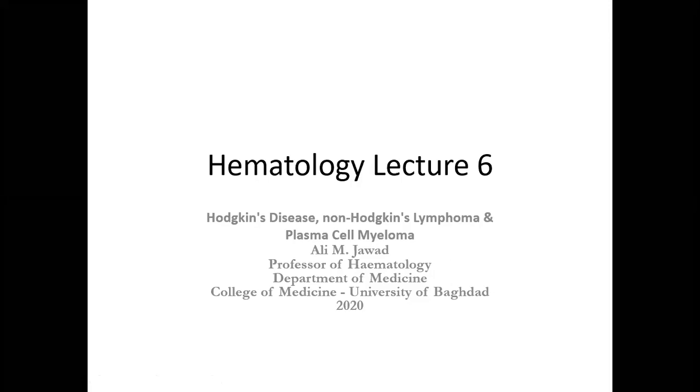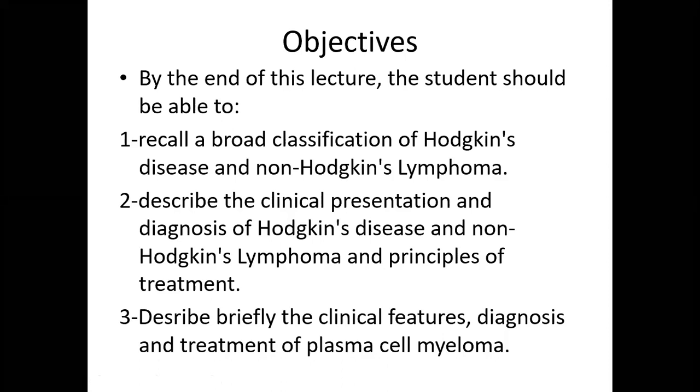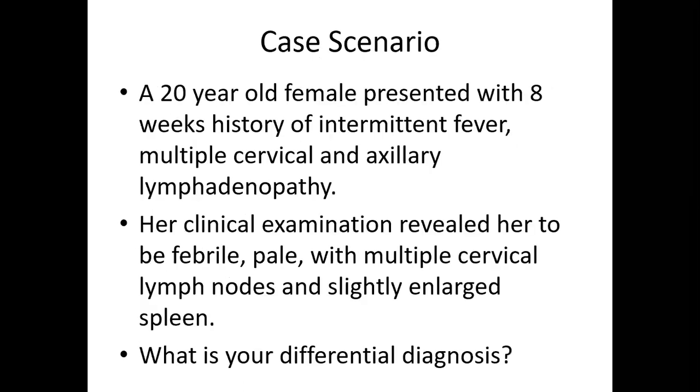Today we have the sixth hematology lecture, and the topics will be Hodgkin disease, non-Hodgkin lymphoma, and plasma cell myeloma. The objectives of this lecture, by the end of this lecture, the student should be able to: one, recall a broad classification of Hodgkin disease and non-Hodgkin lymphoma; two, describe the clinical presentation and diagnosis of Hodgkin disease and non-Hodgkin lymphoma and the principles of treatment; and three, describe briefly the clinical features, diagnosis, and the treatment of a plasma cell myeloma.